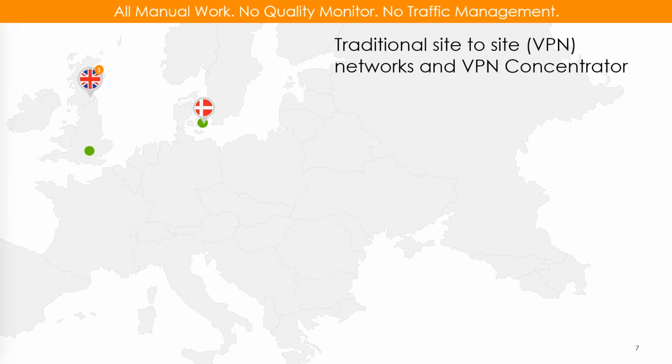So, in this example, we have two locations. We have a site in Denmark and a site in the UK. And if we would create a VPN tunnel between these two locations, we of course need to configure both of these gateways. All good and fine.